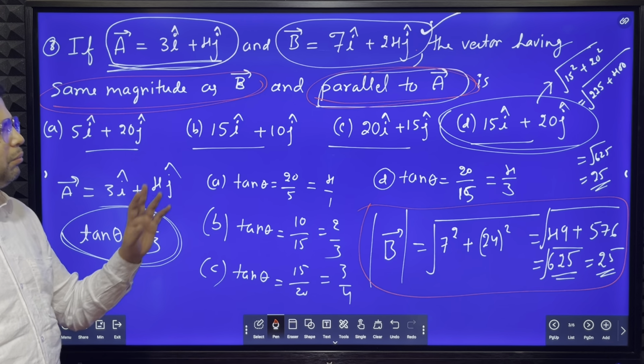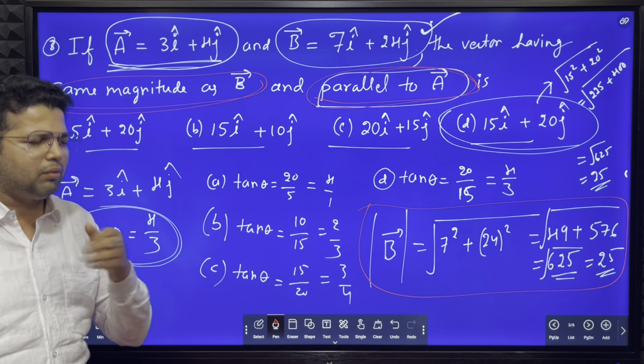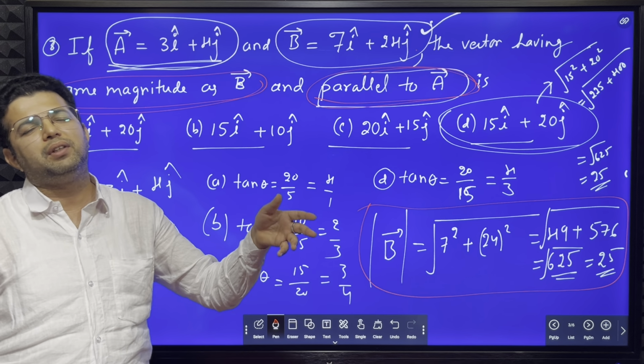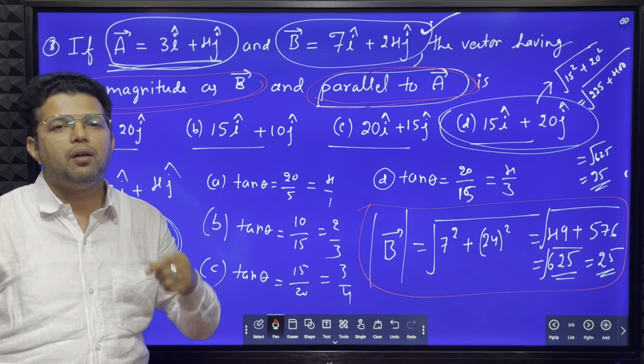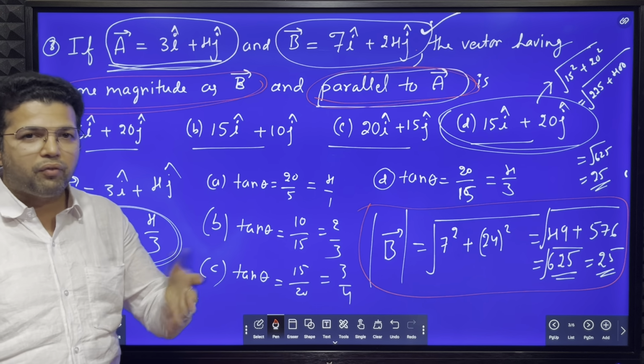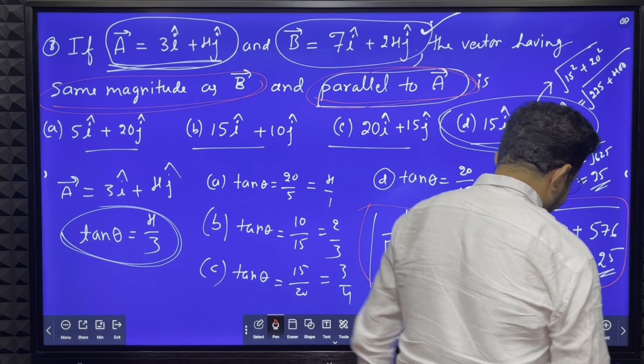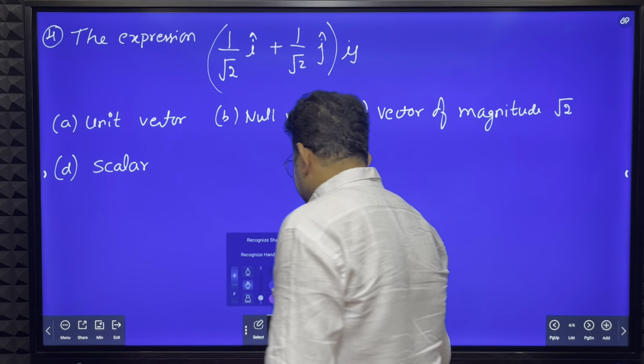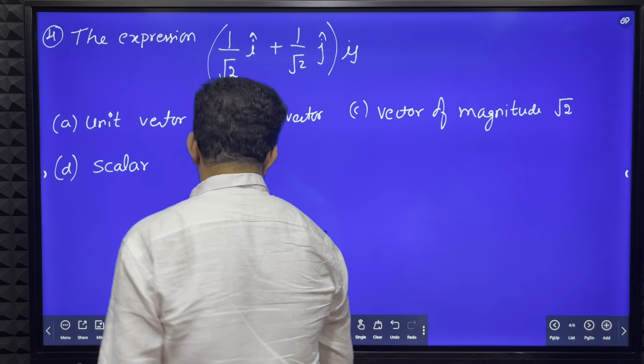You can write some general vectors. When you write vector A is equal to 3i cap plus 15j cap plus 35k cap, find the magnitude. You can frame your own questions. Okay. Next, question number 4.